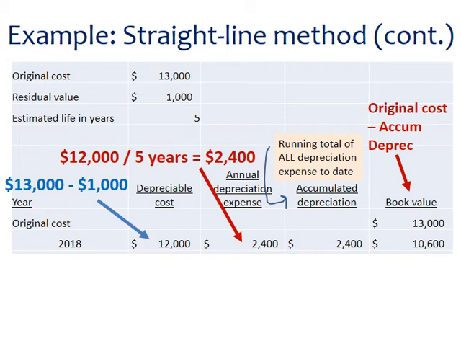The accumulated depreciation column is a running total of all depreciation expense to date. Here we only had one annual depreciation amount, so it's $2,400. And finally, the book value is the original cost of $13,000 less the accumulated depreciation of $2,400, so we arrive at $10,600. And we are done with the first year of depreciation.